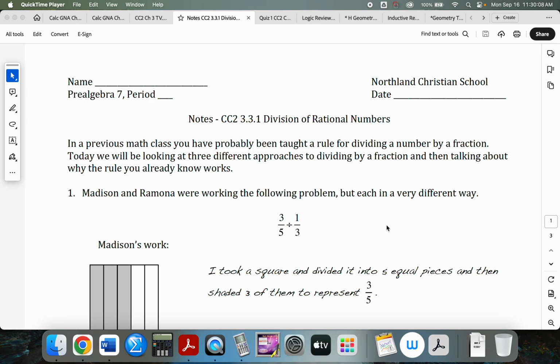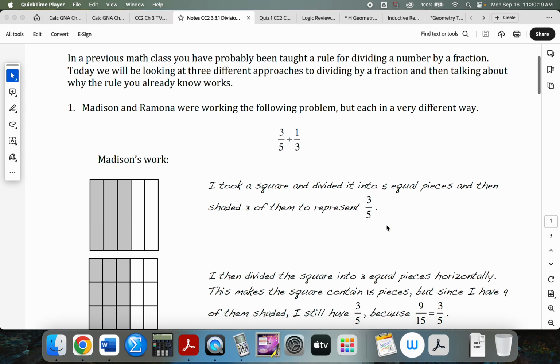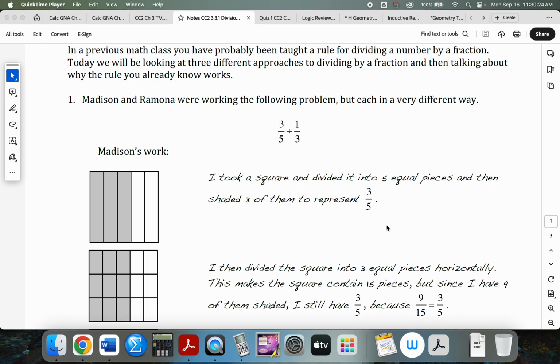Today we're going to look at dividing with rational numbers, specifically dividing with fractions. You probably know a rule for doing this, but today we're going to look at some different approaches to dividing by a fraction and then talk about why the rule that you already know works.